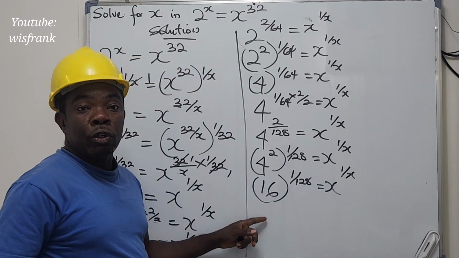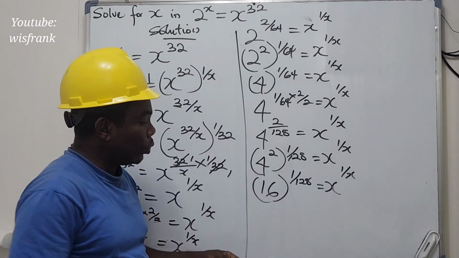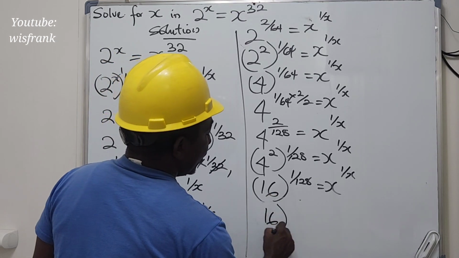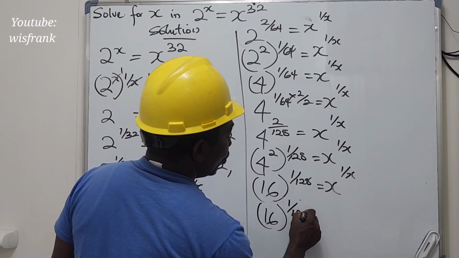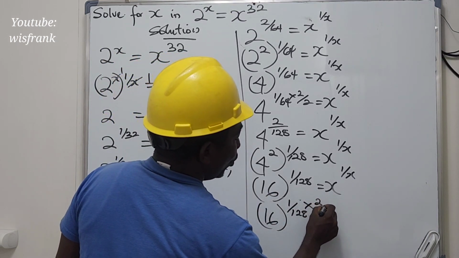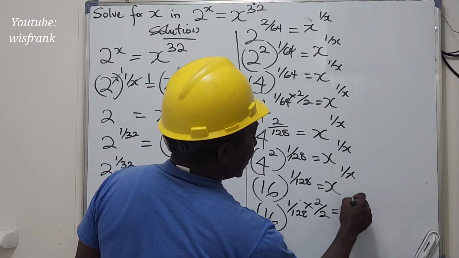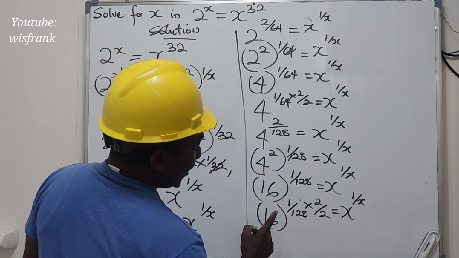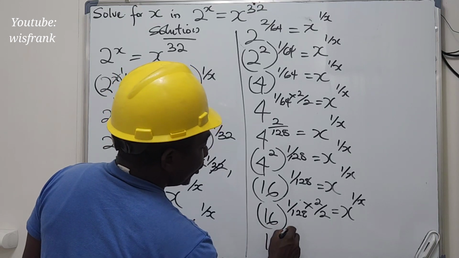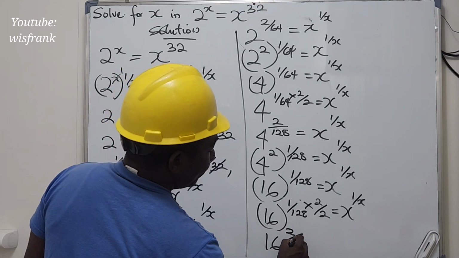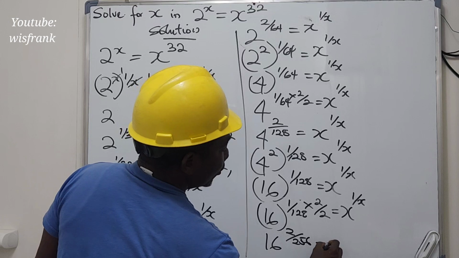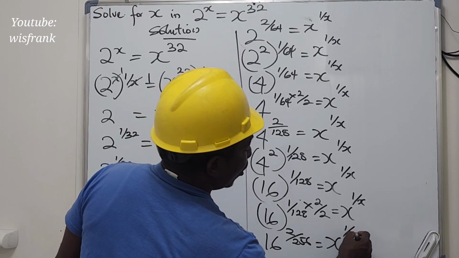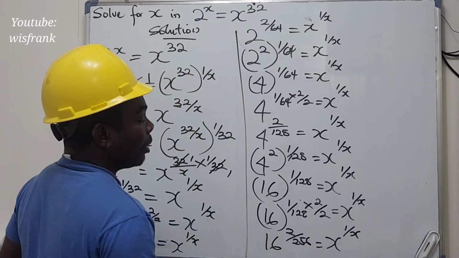We can also multiply by 2 over 2. So this will become 16 to the power of 1 all over 128 times 2 over 2 equals x to the power of 1 all over x. Multiplying this is the same thing as having 16 to the power of 2 all over 256 equals x to the power of 1 all over x. So this is what we have now.